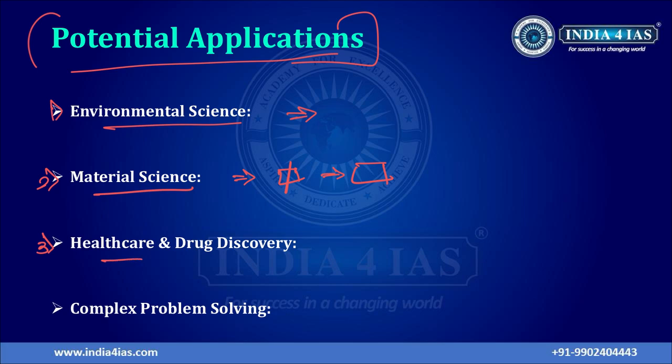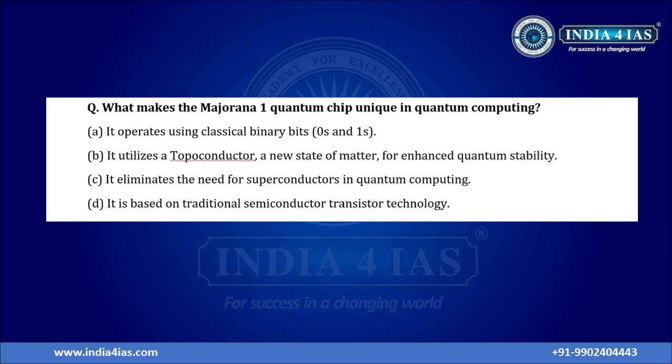The third application is healthcare and drug discovery. The quantum chip accelerates research in drug development, personalized medicine, and medical diagnostics. Then the fourth application is complex problem solving in fields like chemistry, cryptography, artificial intelligence, and material science. So this is all about the Majorana 1 chip: why it is in use, its key features, and potential applications, based on the topic we have discussed so far.